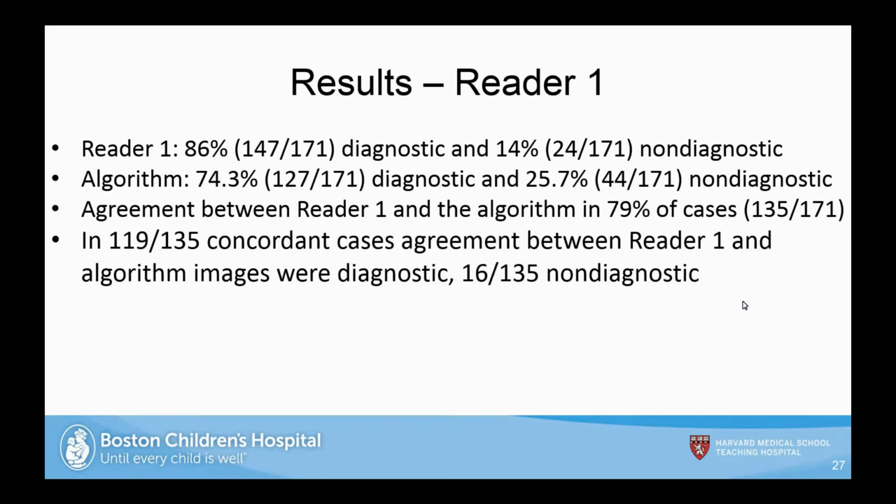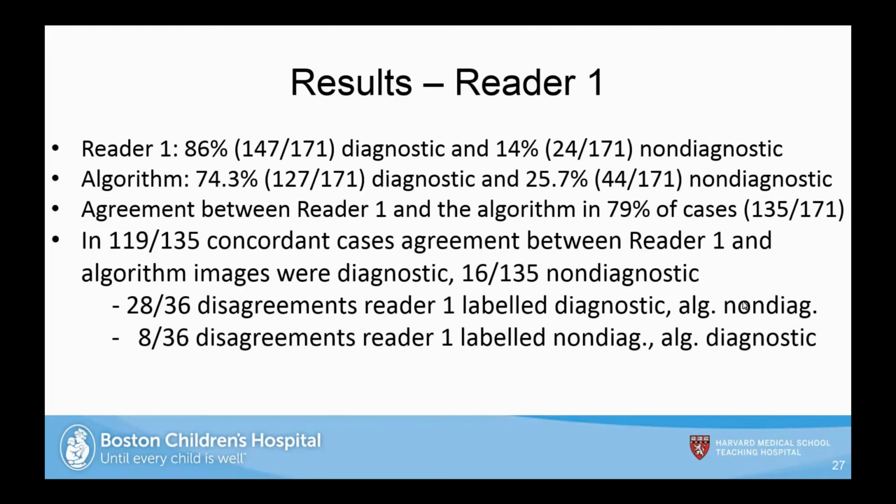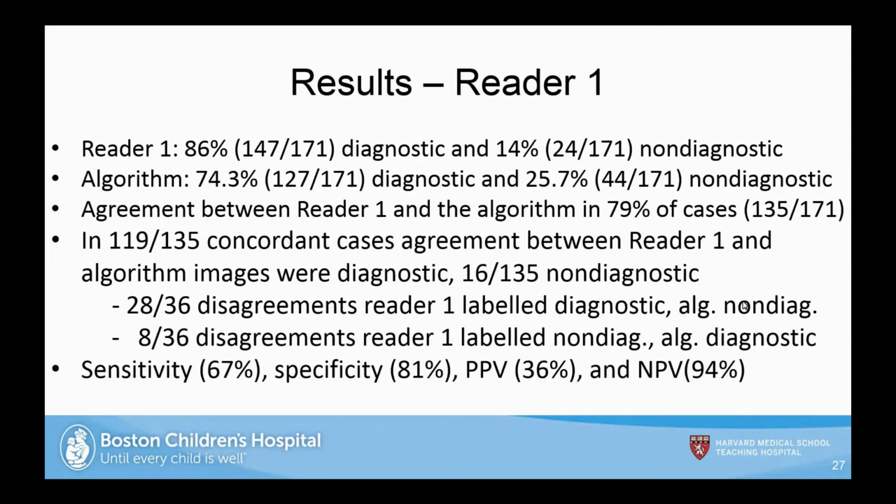In 119 of 135 concordant cases, there was agreement between reader one and the algorithm that the images were diagnostic. And for 16 out of 135, those were not diagnostic. And then 28 out of 36 disagreements, reader one labeled as diagnostic and the algorithm labeled as non-diagnostic. And then 8 out of 36 disagreements, reader one labeled non-diagnostic and the algorithm labeled as diagnostic. So they went into pretty good detail with their results. They specified the sensitivity, the specificity, the PPV, and the NPV.